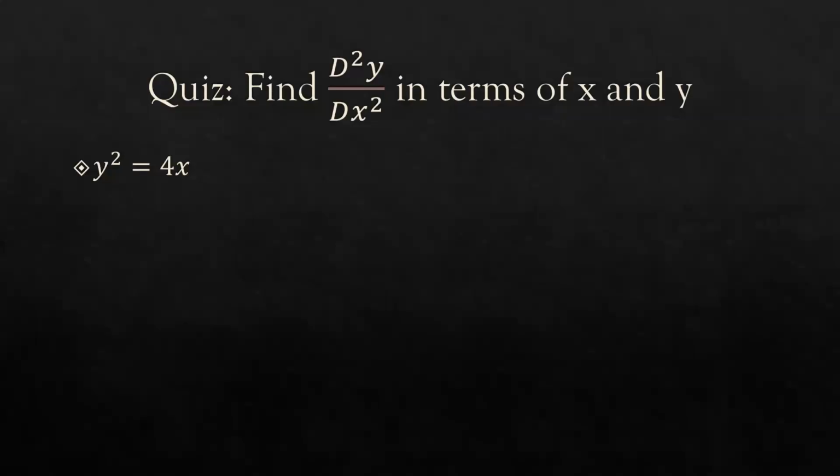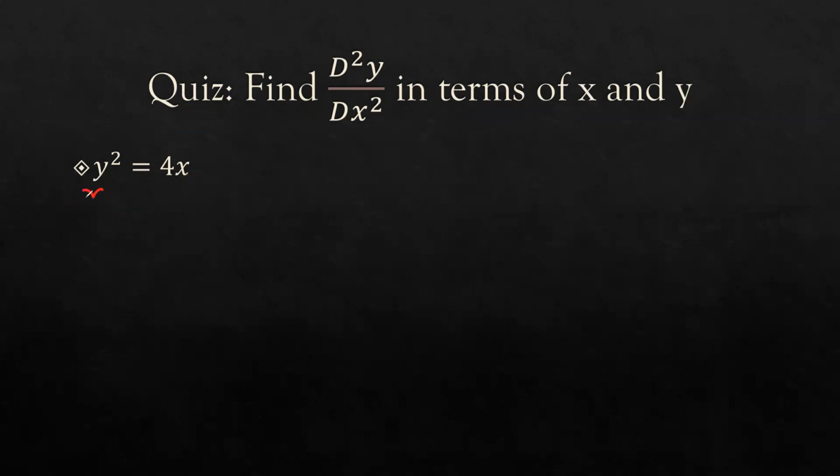In this video, I will go over the quiz regarding implicit differentiation twice. So we're going to take implicit differentiation twice. The quiz says find d squared y over dx squared in terms of x and y. That just means implicit differentiation twice. So first, we're going to find the first implicit differentiation.